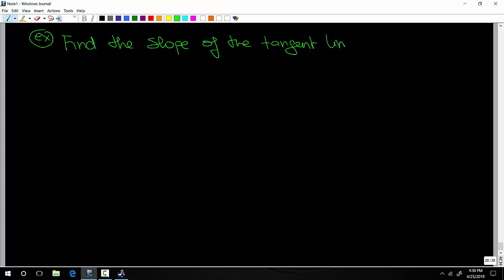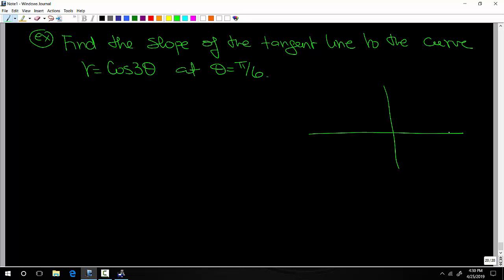So let's do one example really quick. So let's say find the slope of the tangent line to the curve r is equal to cosine 3 theta at theta is equal to pi over 6. So if you look at it graphically, this is a rose, we just did that, it's got an odd number here, so we get an odd number of petals.